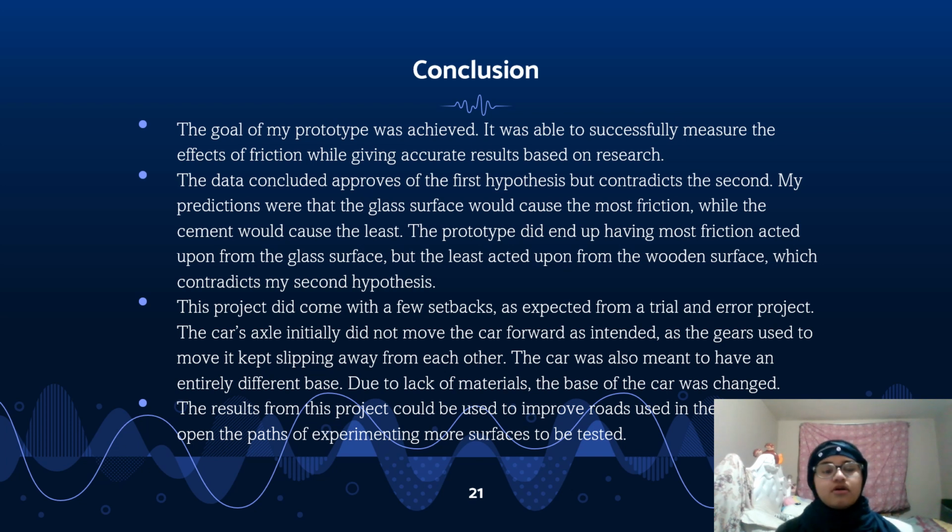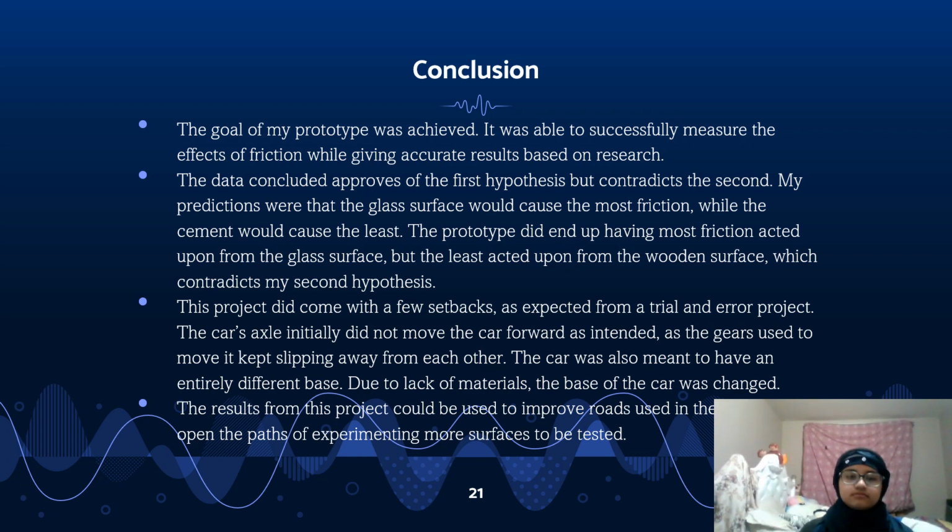Conclusion. So the goal that I had, it was achieved. My car was successfully able to measure the effects friction had while giving me accurate results based on research I had done. The data approves of my first hypothesis, but it contradicts my second. I had hypothesized that the glass surface would cause most friction, while the cement would have the least. Instead, the wooden plank surface ended up having the least.